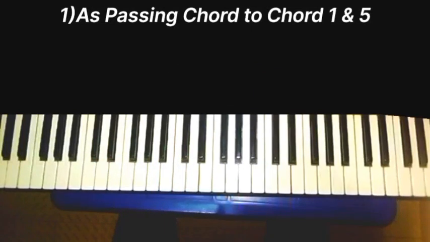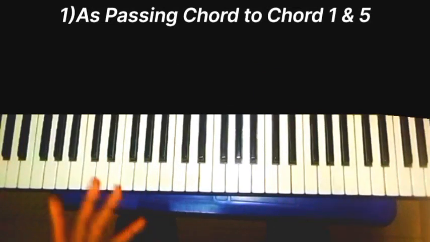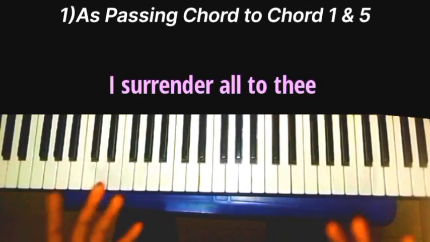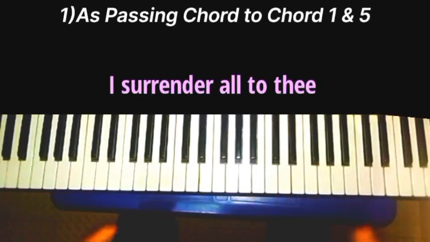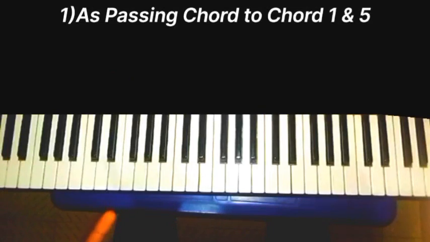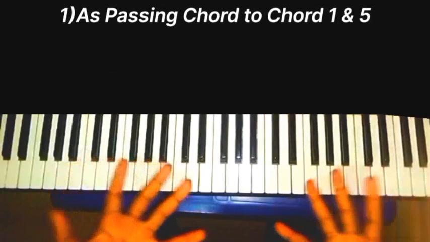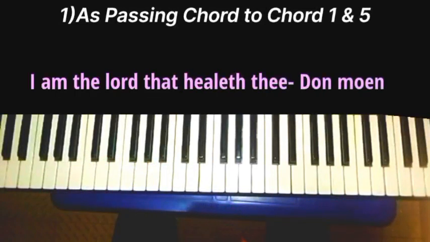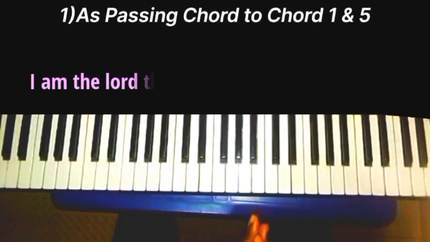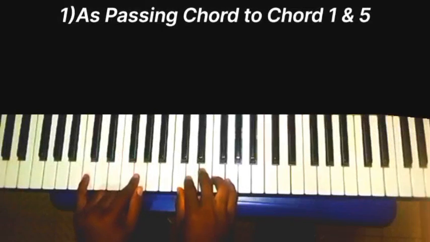I'm going to be demonstrating this using the song Surrender All to Thee. That is the suspended 4th as a passing chord to the chord 5. I'm also going to be showing you how the suspended 4th can be used as a passing chord to the chord 1 using the song I Am the Lord That Healeth Thee by Don Moen. So look at how it's used in the song I Surrender All to Thee.